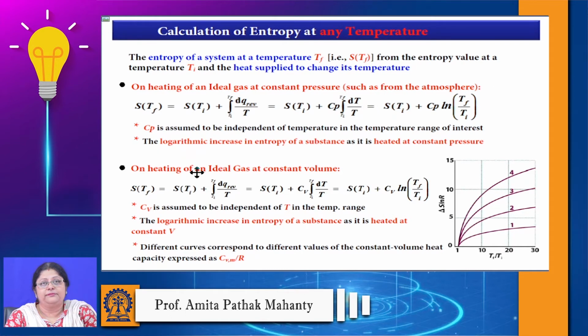Similarly, when you are having an ideal gas at constant volume, the expression is going to be replaced by Cv instead of Cp. Here also, we have to ensure that Cv is independent of temperature in the range in which you are performing the computation or doing the experiment. And it's again going to increase with increase in heating. So when it is logarithmically increasing, the entropy of a substance is going to logarithmically increase as it is heated at a constant volume.